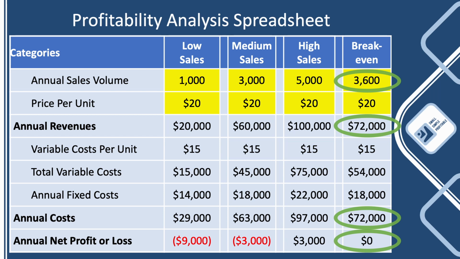We've looked at how to fill out your annual sales and your price per unit, which will allow you to calculate your annual revenues. We've looked at how to estimate your variable costs and your fixed costs, which allow you to calculate your annual costs for the year. And then we've seen how the spreadsheet will give you your annual net profit and loss for all three sales columns. Finally, we looked at how to estimate your break-even sales target by adjusting your sales volume until your net profit is zero. Now you know how to fill out this profitability analysis spreadsheet.